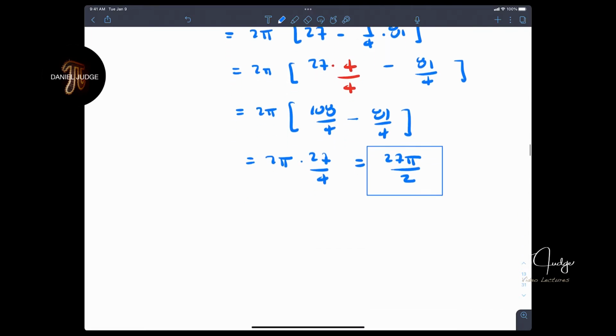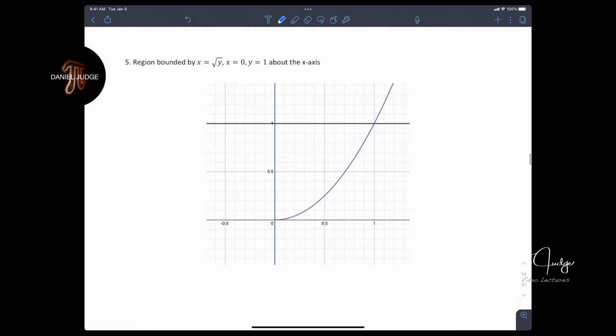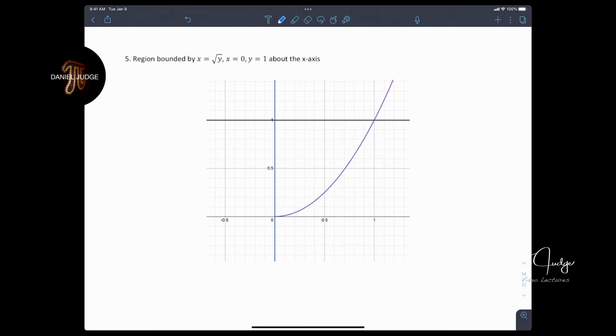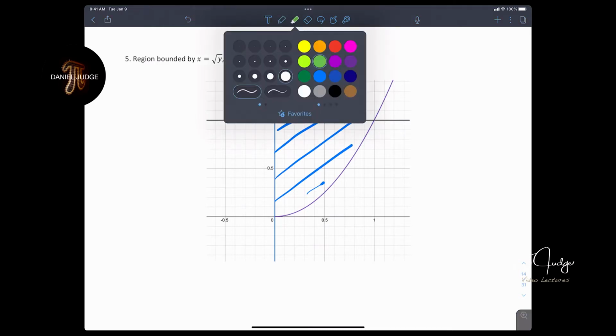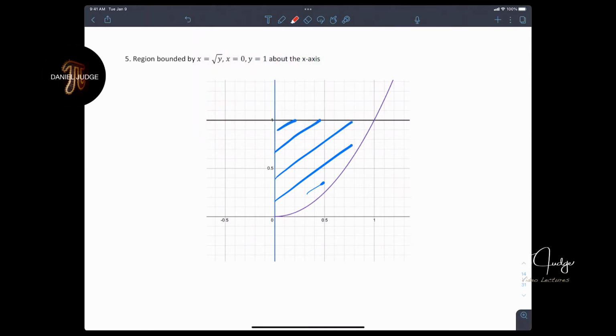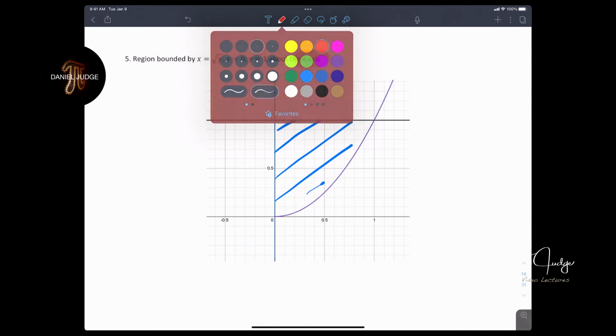So there you go, ladies and gentlemen. Region bounded by x is the square root of y. So here's the curve. X is the square root of y. X equals 0 is the y-axis. And y equals 1. So this is my bounded region now. Okay, so notice what they're going to say now to do here. You're going to revolve this about the x-axis.